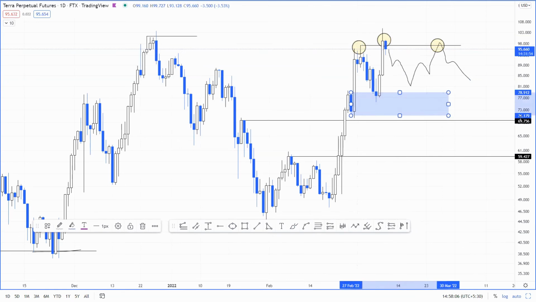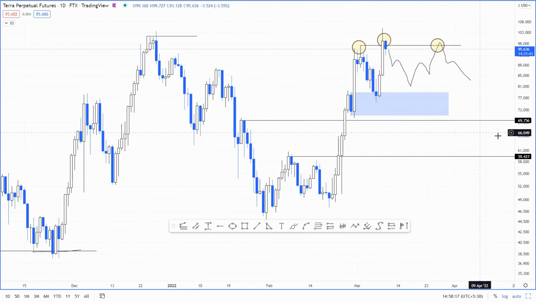As for the downside, it should be capped at $71, right? A daily candlestick close below this would invalidate this particular demand zone, and you can expect Luna to probably retest the $69 support level. So that's it for Luna.